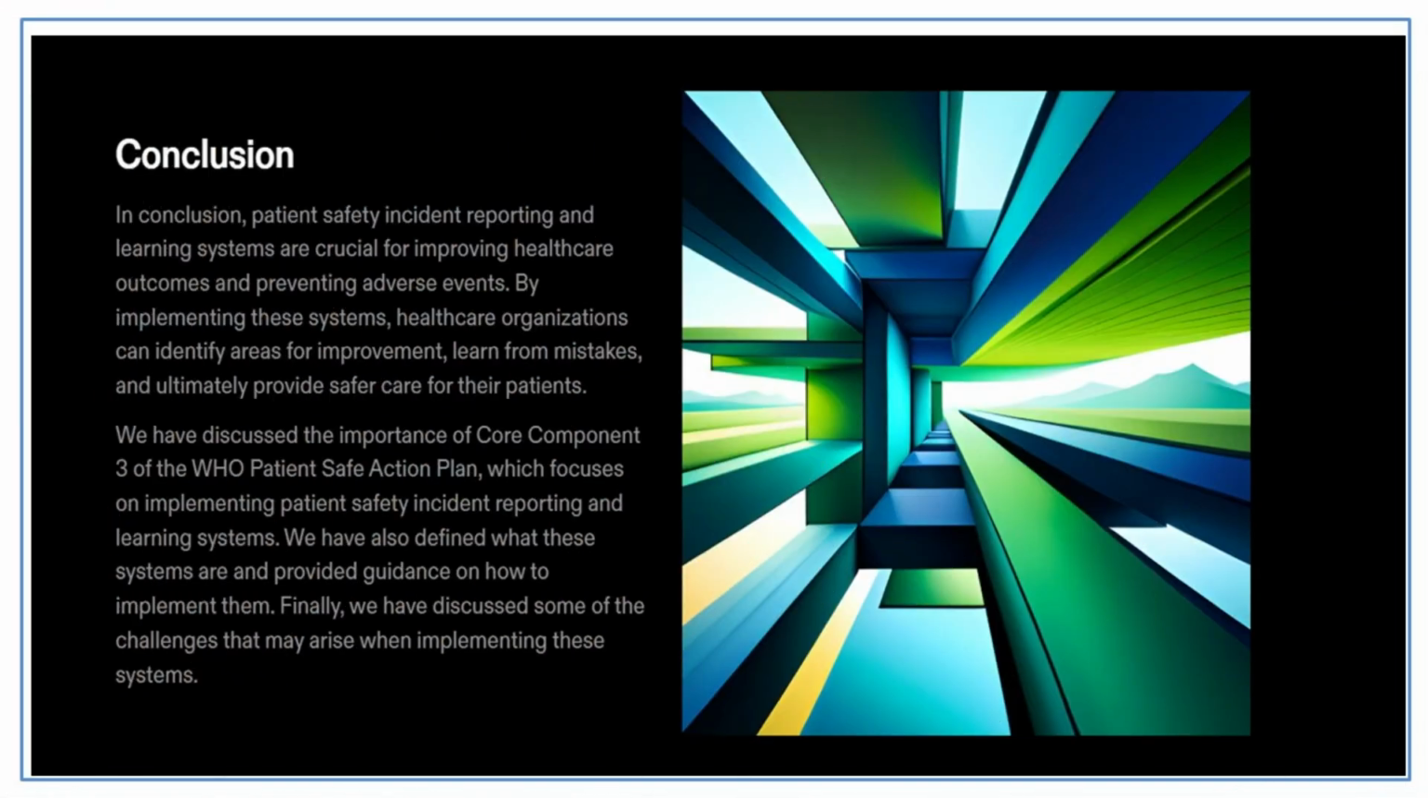Conclusion for core component 3: patient safety incident reporting and learning systems are crucial in improving the healthcare outcomes and preventing the adverse effects. With the help of this system, health organizations can usually identify and improve the mistakes and ultimately provide a better patient care.